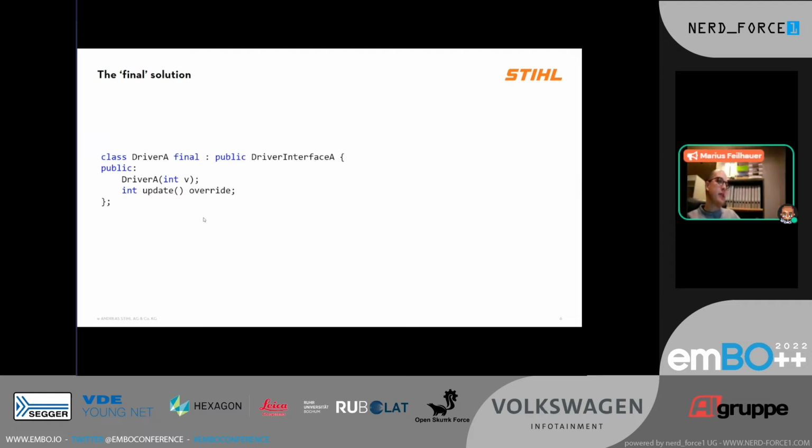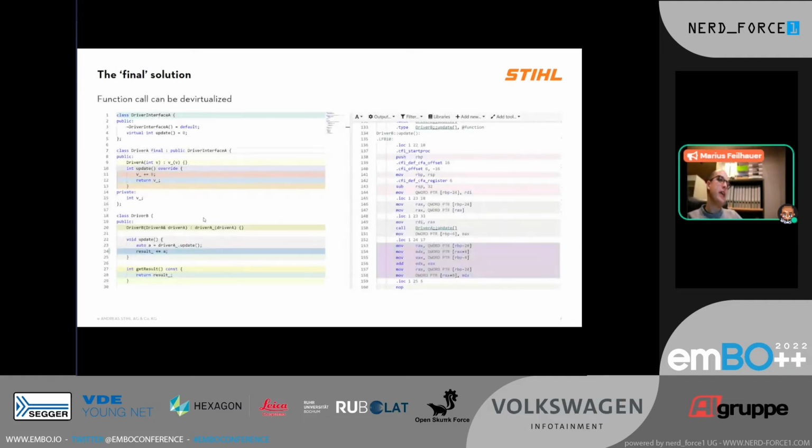And that simple step, making driver A final, turned out, with driver B still using the same dependency injection, the same approach of having abstract base classes to test our applications, but only making driver A final, that the compiler on our setup was now able to devirtualize the function calls to A. And now we somehow have the best of both worlds.